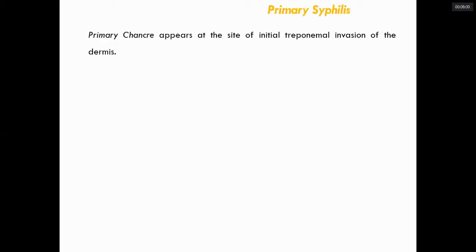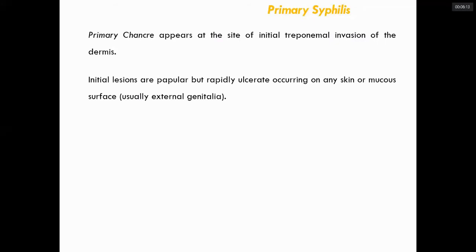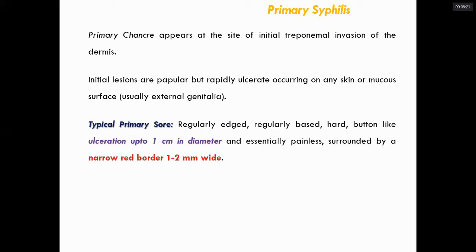Now the clinical features of primary syphilis. Primary chancre. Okay? The lesion of primary syphilis is called a chancre. It appears at the site of initial treponemal invasion of the dermis. And initial lesions are papular, which ulcerate. Right? And you should be able to describe the typical lesion of primary syphilis. It is also called a chancre or Hunterian chancre.